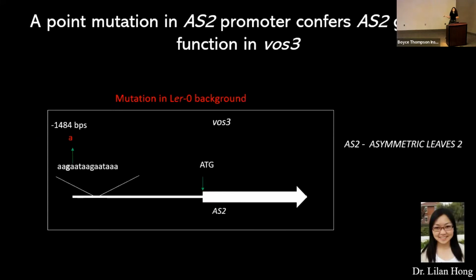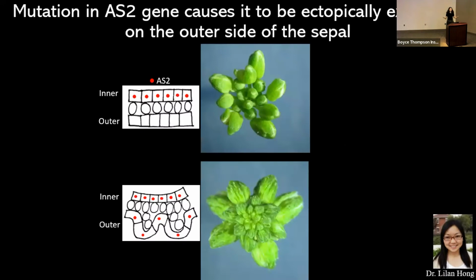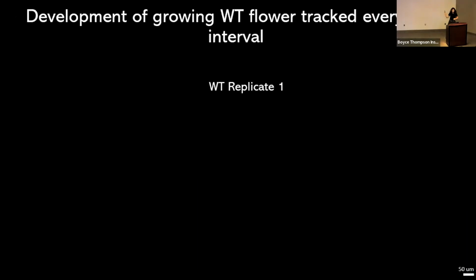So you might be wondering, what exactly causes this lumpy sepal phenotype in VOS3? Well, our lab found that this was due to a single nucleotide change in the promoter of the gene asymmetric leaves 2, which confers gain of function upon AS2. So in wild-type plants, AS2 is expressed only on the inner side of the sepal. However, in the VOS3 mutant, AS2 is expressed on both the inner and the outer side, which is what leads to this lumpy sepal phenotype.